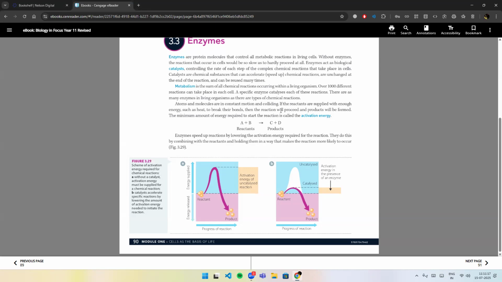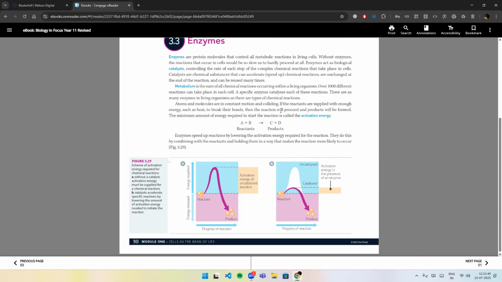Over 1,000 different reactions can take place in each cell. A specific enzyme catalyzes each of these reactions. There are as many enzymes in living organisms as there are types of chemical reactions. Atoms and molecules are in constant motion and colliding. If the reactants are supplied with enough energy, such as heat, to break their bonds, then the reaction will proceed and products will be formed.